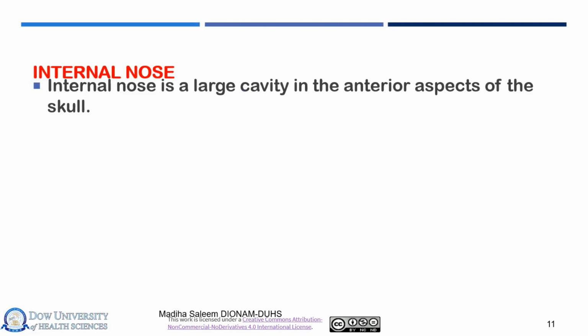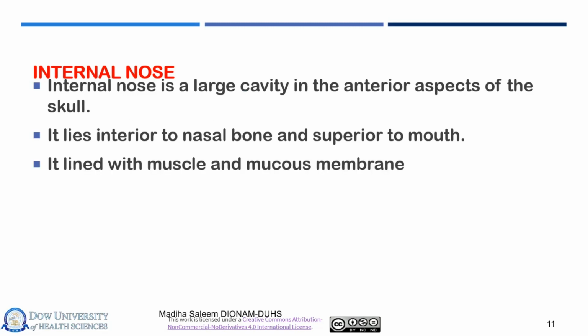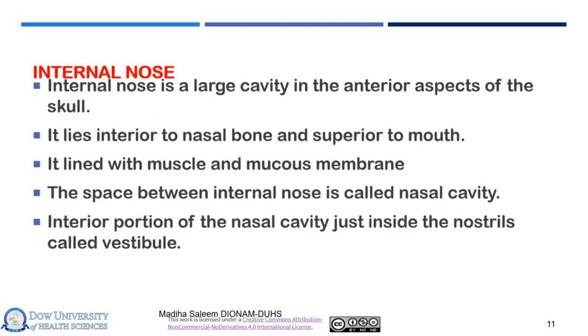The internal nose is a large cavity in the interior aspect of the skull. It lies inferior to the nasal bone and superior to the mouth. It is lined with muscles and mucous membrane. The space inside the internal nose is called the nasal cavity. The anterior portion of the nasal cavity just inside the nostril is called the vestibule.